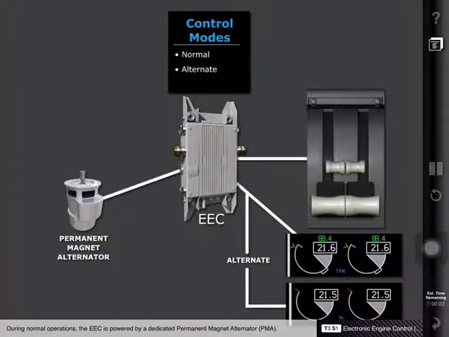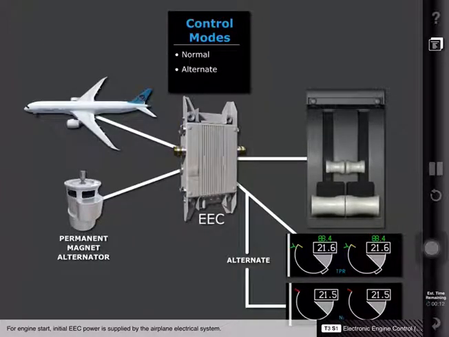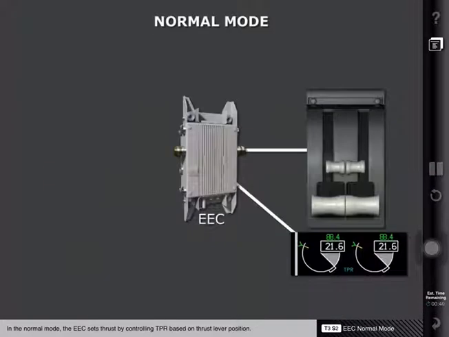During normal operations, the EEC is powered by a dedicated permanent magnetic alternator, or PMA. For engine start, initial EEC power is supplied by the airplane electrical system. The airplane also serves as an alternate EEC power source whenever a PMA is unavailable. In the normal mode, the EEC sets thrust by controlling TPR based on thrust lever position.